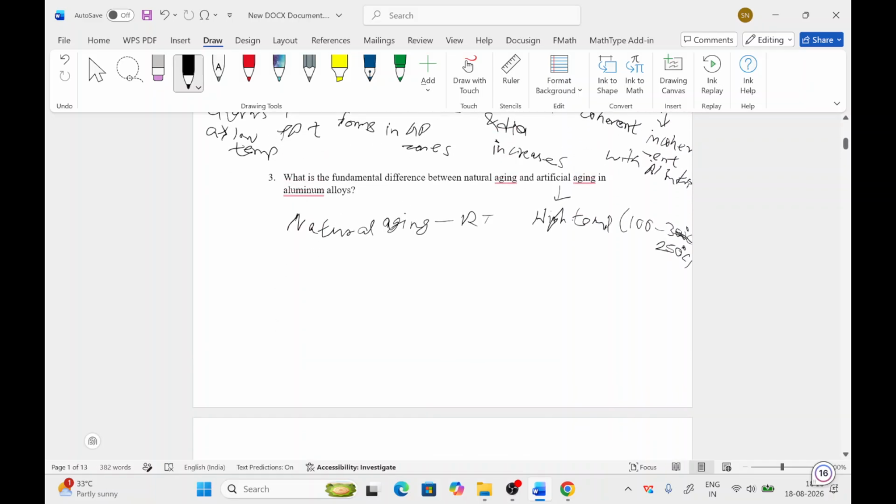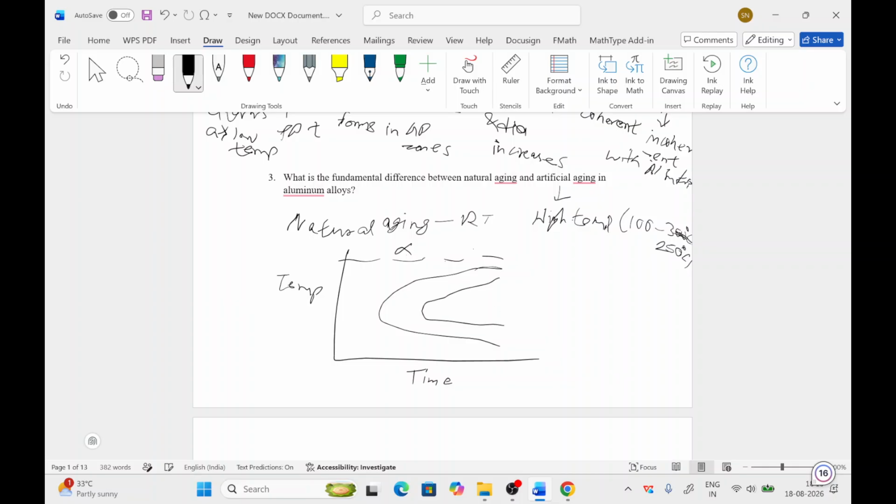So if we talk about the transformation behavior in natural and artificial aging, if we talk about this temperature and time. So this is the solution heat treatment cycle. So this is complete dissolution of the solute atoms. Then this is the transformation curve for the precipitate.